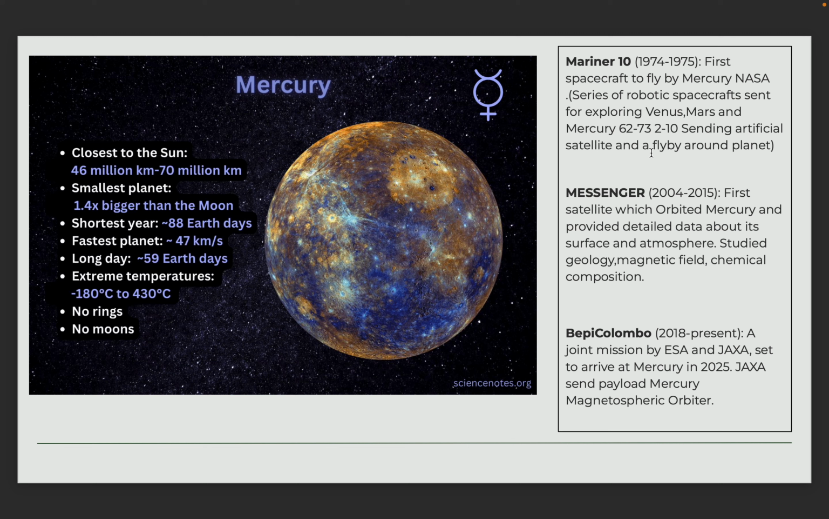JAXA also has a probe named the Mercury Magnetospheric Orbiter, which will also study the magnetic field of this planet. This will be an orbiter mission, not a touchdown mission. Then there are three notable missions to Mercury. One is Mariner 10, another is Messenger, and another is BepiColombo, which is the current or the future mission, you can say.